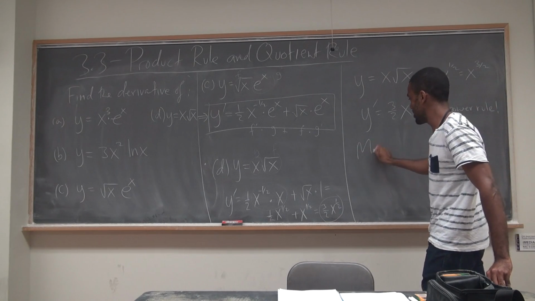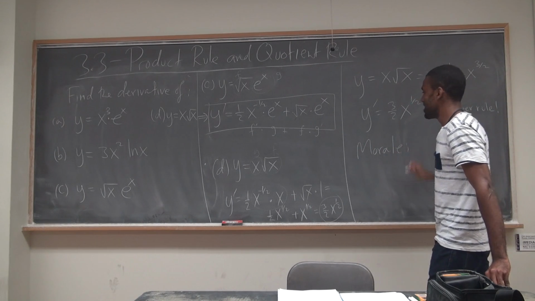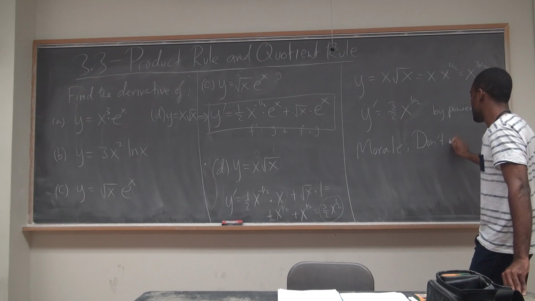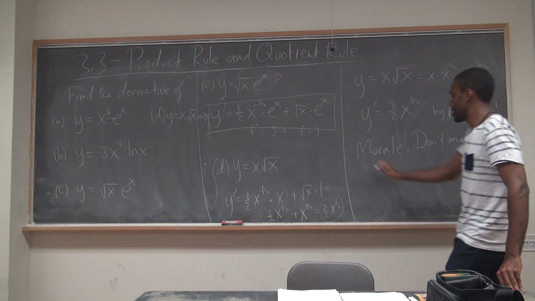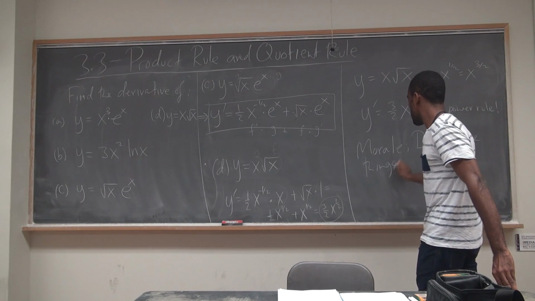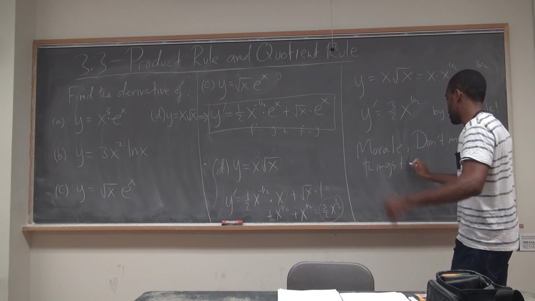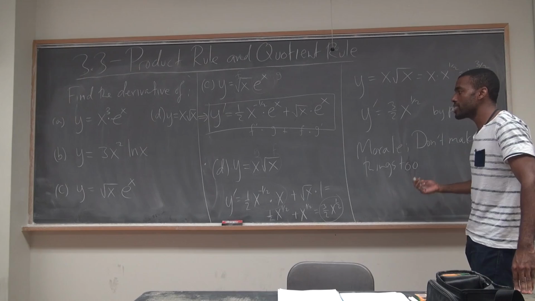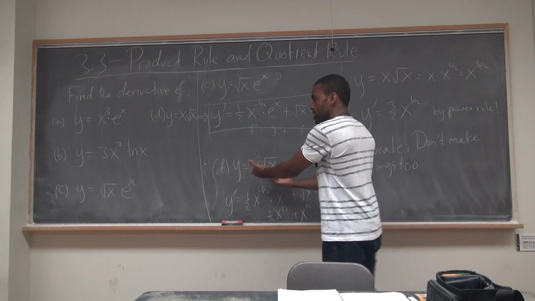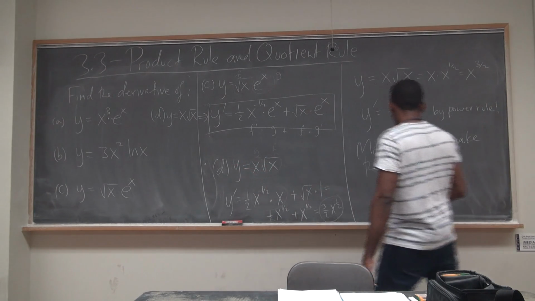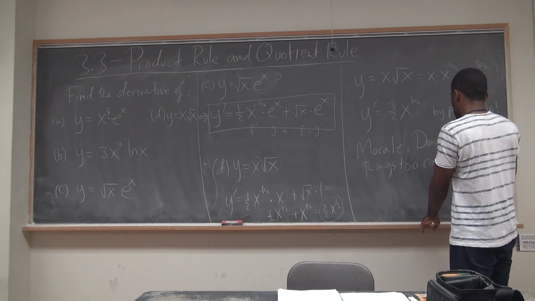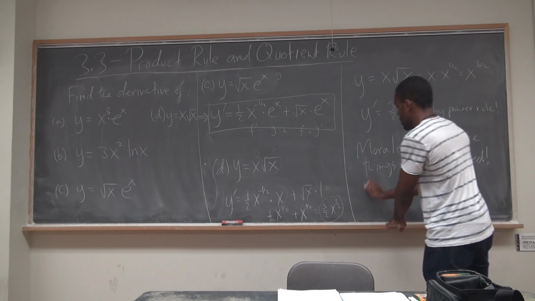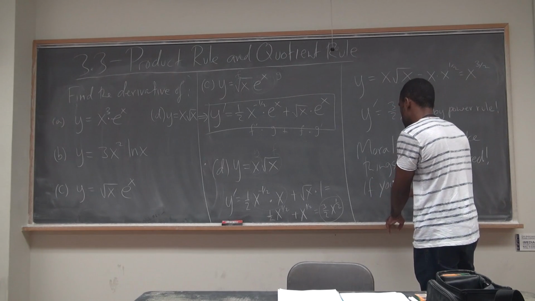Moral of the story. Don't make things too complicated. And I'm gonna show you more examples like this when I talk about the quotient rule. You're gonna realize not everything you just jump to the product because you see a multiplication. Sometimes simplify first. If you can simplify before taking derivatives, do that.